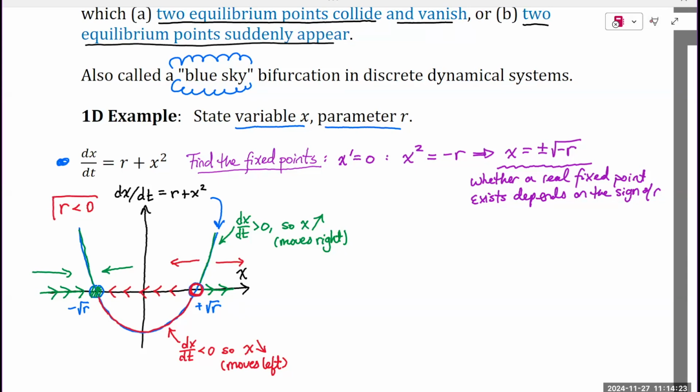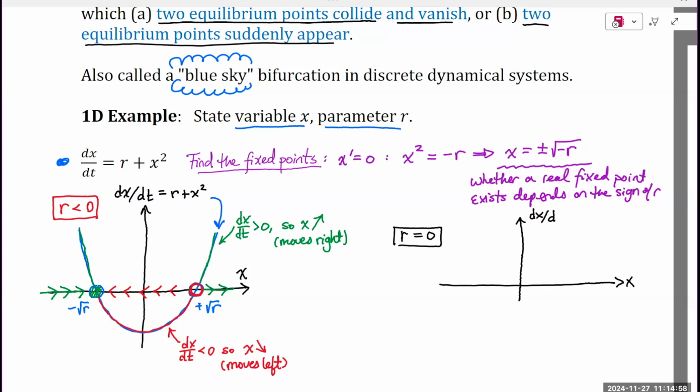Okay, that's the case for r negative. Let's move r to the right and see what happens when r is 0. When r is 0, our parabola just touches the origin and then comes back up again. So in this case, we only have one equilibrium point right at the point x equals 0. What direction are the solution trajectories moving now?